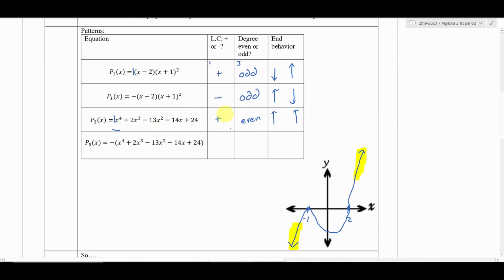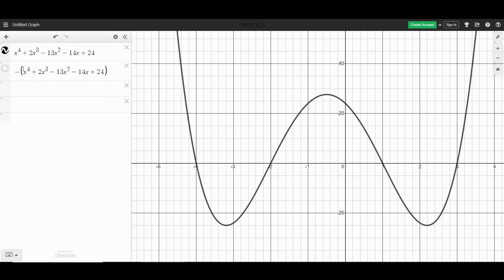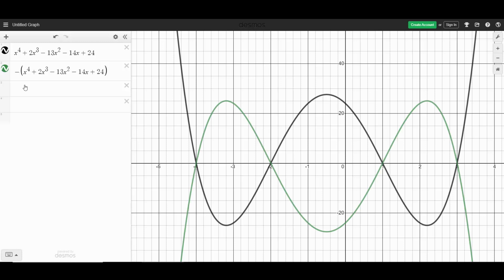I'm going to notice that the only difference between these two is I put a negative out front again. So our leading coefficient this time is going to be negative. It's still going to be even because it's a fourth degree polynomial. But I want to see what happens with the end behavior when I change that leading coefficient to negative. All right, so I'm going to come over here. I've already got it typed in, so I'm just going to go ahead and turn it on, and you'll see that green function appear.